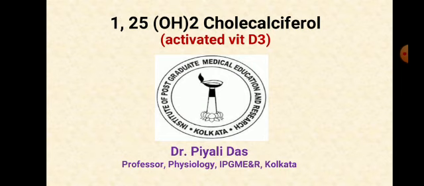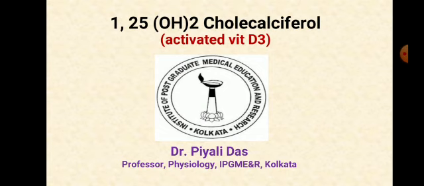Vitamin D is considered as a group of hormones which includes different types of vitamin D, like vitamin D2 and vitamin D3, the most active form being vitamin D3. All these compounds together are considered as hormones, that is, the vitamin D group of hormones.